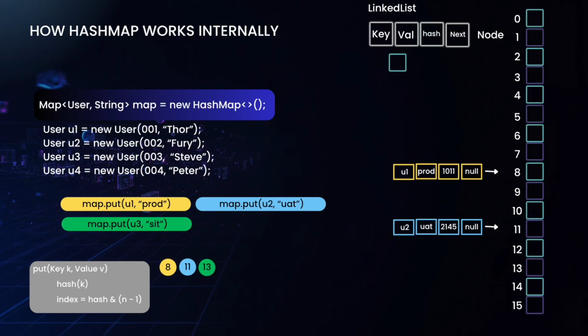Let's say map.put(u3, "SIT"), and the same way an index is going to be generated. Let's say the index got generated as 13. The same way, at the 13th index the data is going to be stored in the form of a node. u3 is our key, SIT is our value, along with the hash code and null.